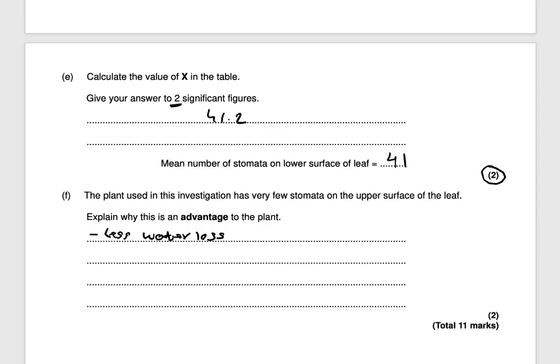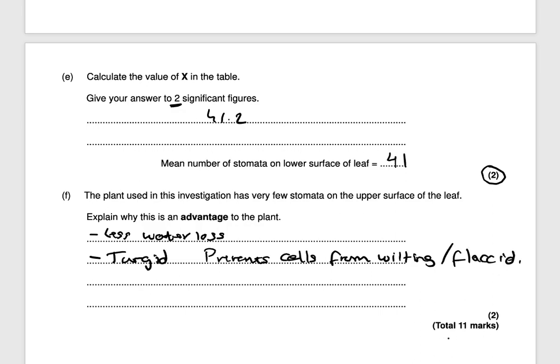If there is less water loss, what does it do? Well, if there is more water loss, it will turn the cells flaccid. And if there's less water loss, it will keep the cell turgid. Okay, so you could say turgid or prevents cells from wilting, or you could have said flaccid. Okay, and that would get you 2 marks.